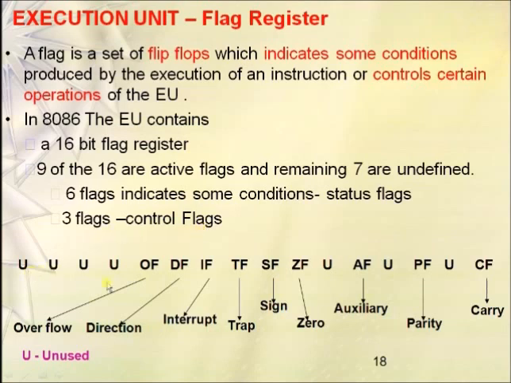Now as you can see here, this is the flag register, this is the MSB and this is the LSB. U indicates undefined or unused or reserved bits. Now here we have OF, overflow, direction flag, interrupt flag, trap flag, sign flag, zero flag, auxiliary carry flag, parity flag, and carry flag. So each and every bit has its own importance. Let us see what is the importance of each and every bit.